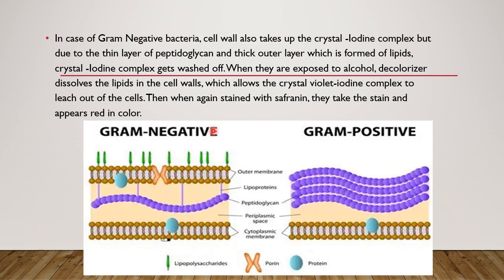And so finally, when you add the counter stain, that is safranin, to both gram negative and gram positive bacteria, what happens? Gram positive cannot take up the counter stain. Why? Because already the purple stain is there. There are no pores, so it cannot take up the counter stain, and it appears purple itself. Whereas in gram negative bacteria, it can take up the counter stain and it appears red in color. As a result, very easily you can differentiate the purple color and the red color, and you can easily know which is gram positive and gram negative bacteria.